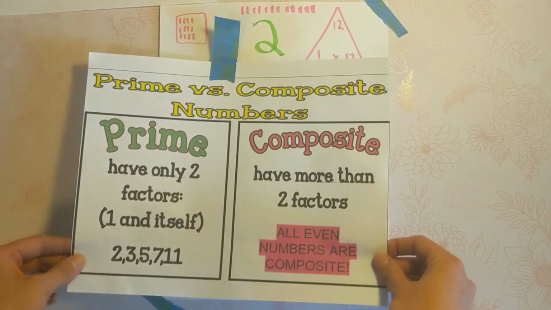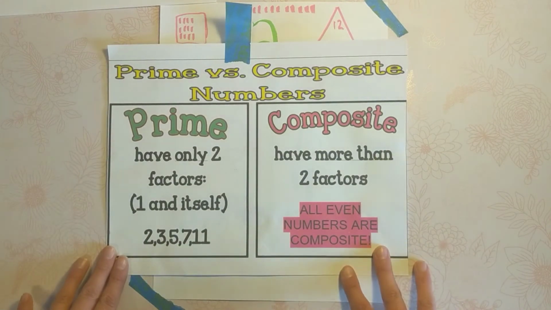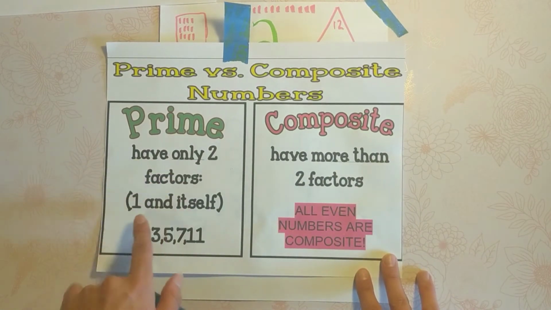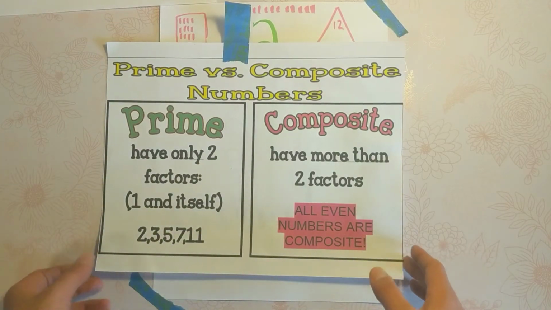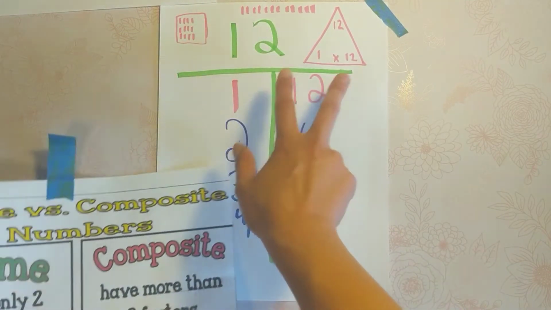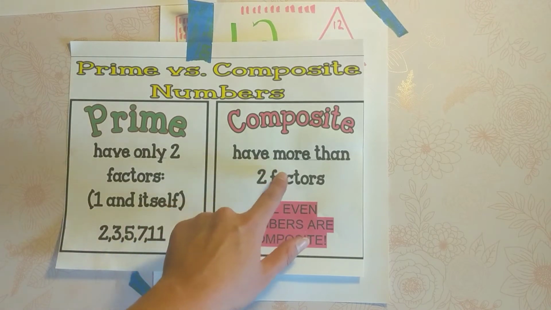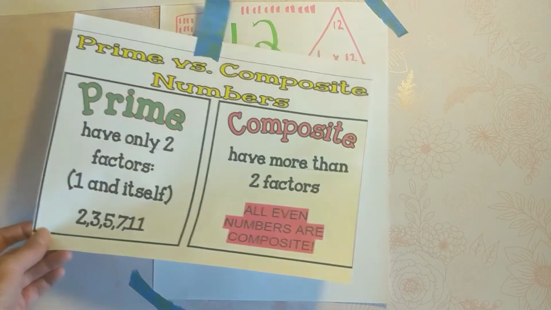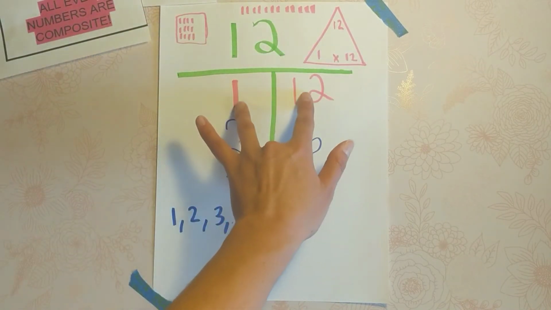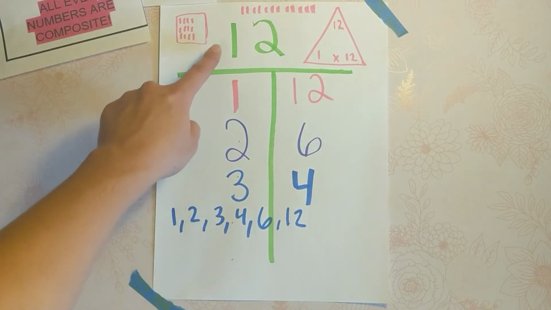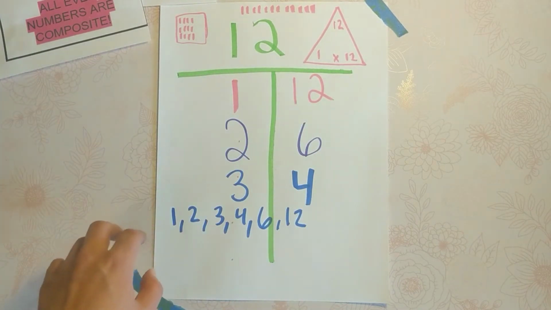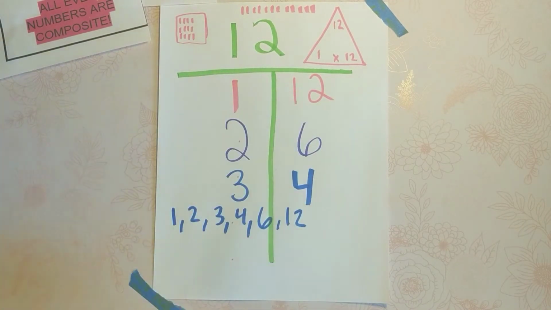So a prime number is a number that only has 2 factors, one and itself. So the T-chart would be very lonely and it would just have this. A composite number has more than 2 factors. So a composite number has these and more. Therefore, 12 is composite because it has more than 2 factors. In fact, it has 6 factors. Therefore, it's composite. All right?